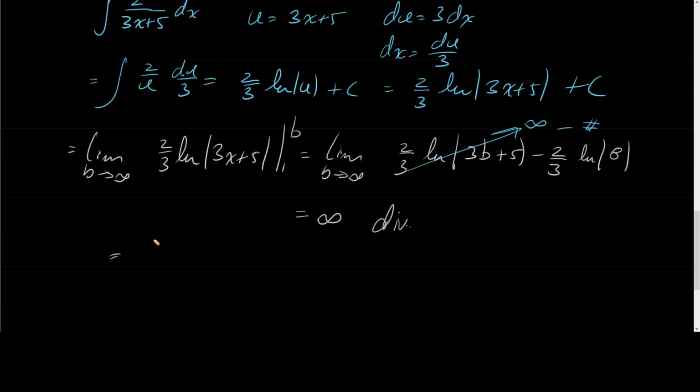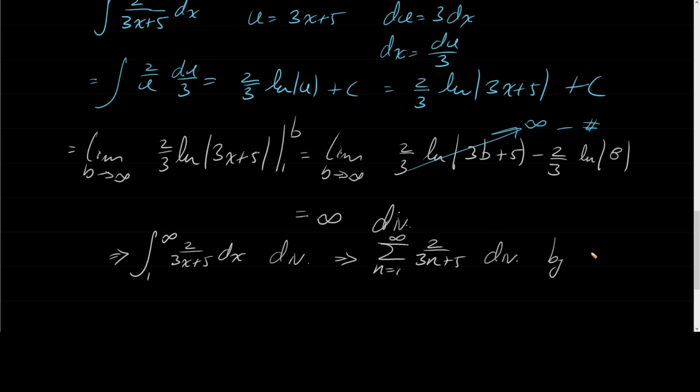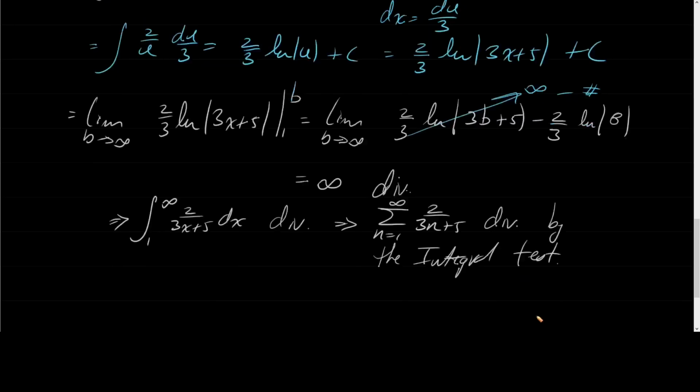So what does that tell us? What we found is that the integral from 1 to infinity of 2 over 3x plus 5 dx diverges, which implies now that the series from n equals 1 to infinity of 2 over 3n plus 5 diverges by the integral test.